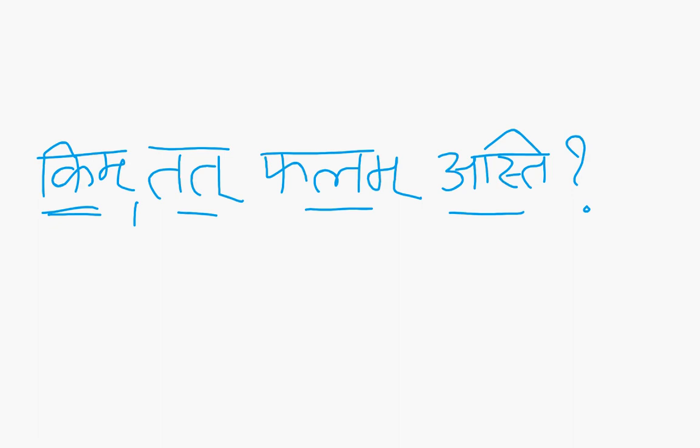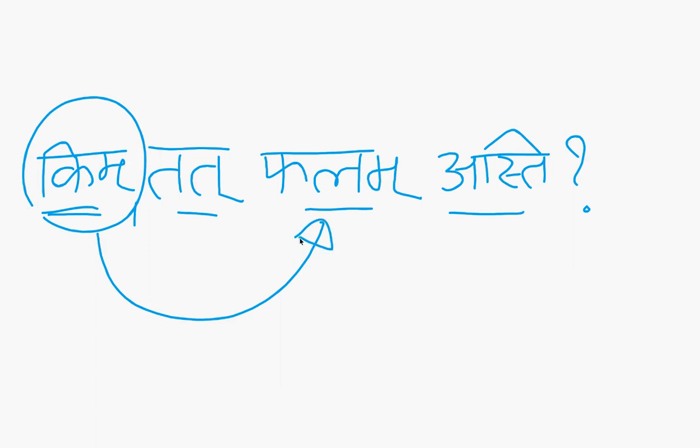But if we change it, Kim Tat Phalam asti, what fruit is that? So the tone is changing. In the first case, Kim Tat Phalam asti, what fruit is that? Here we are making Kim a Napunsakalinga word, referring to Phalam. But if we change it, Kim Tat Phalam asti, here we are separating Kim. Kim Tat Phalam asti. What? Is it a fruit? So in that case, Kim becomes an avyayam. It is not a neuter.